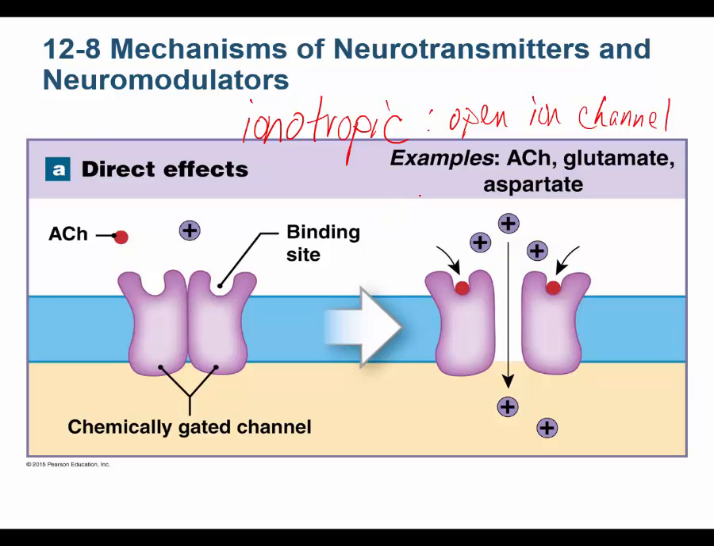Some neurotransmitters that are ionotropic or have direct effects are acetylcholine, glutamate, and aspartate. These have direct effects. They bind their receptor, which directly opens the ion channel and the ions rush in. So acetylcholine, glutamate, and aspartate have direct effects. They're called ionotropic.